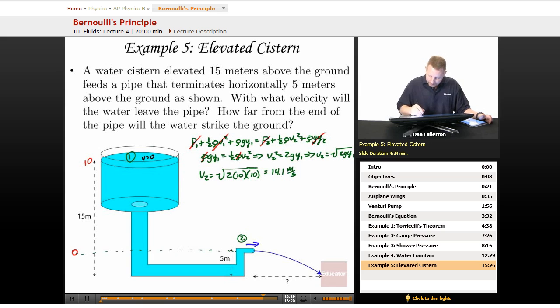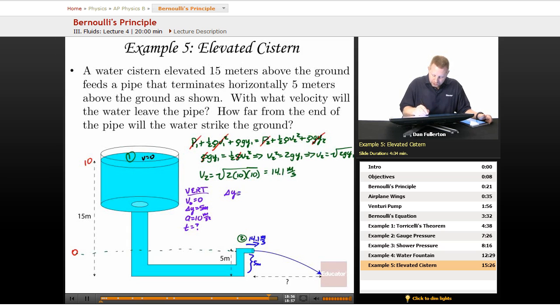So our water is going to be leaving the pipe down here with a horizontal velocity of 14.1 meters per second. Now we've got ourselves a projectile problem where we've got a height of 5 meters and we need to find the horizontal distance the water travels. All right, well, let's first figure out how long that water is going to be in the air. That's a vertical kinematics problem where V initial vertically is 0, delta y will be 5 meters, acceleration will be 10 meters per second squared, and we need to find the time.